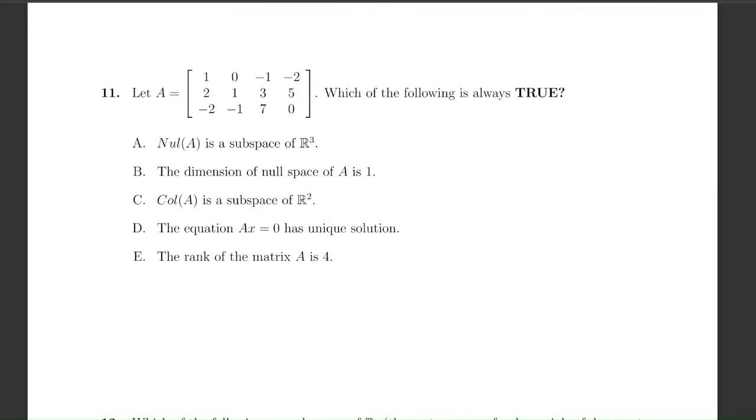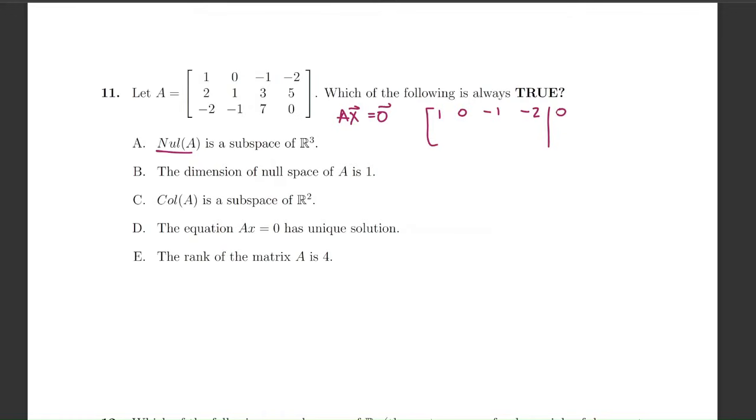Okay, in this problem we have this matrix A, and we're trying to figure out which of the following is always true. So the first option is that the null space of A is a subspace of R^3. Remember that the null space of A is the space that is spanned by these spanning vectors when you solve the equation AX equals 0. So what we want to do is figure out what these spanning vectors are and evaluate if they satisfy the requirements for a subspace. The way we do that is simply with row reduction.